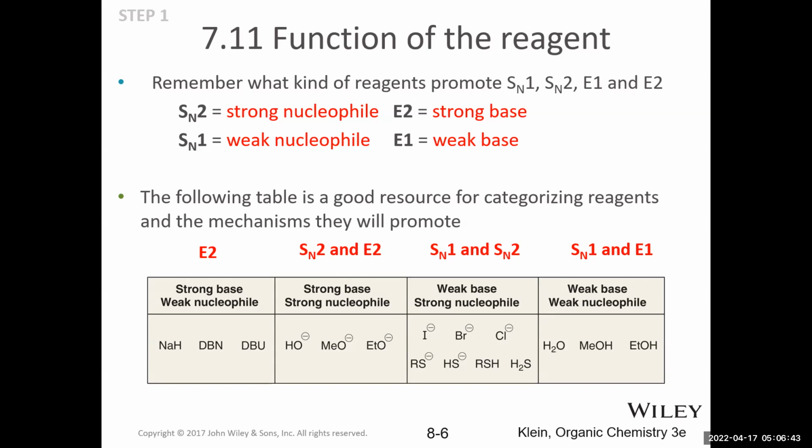So these promote both SN1 and E1 reactions because they are considered weak in both categories. They promote the unimolecular reactions where the base or nucleophile is not involved in the rate determining step. And again, whether or not E1 or SN1 will be major is determined by other factors, such as whether or not the reaction is heated.